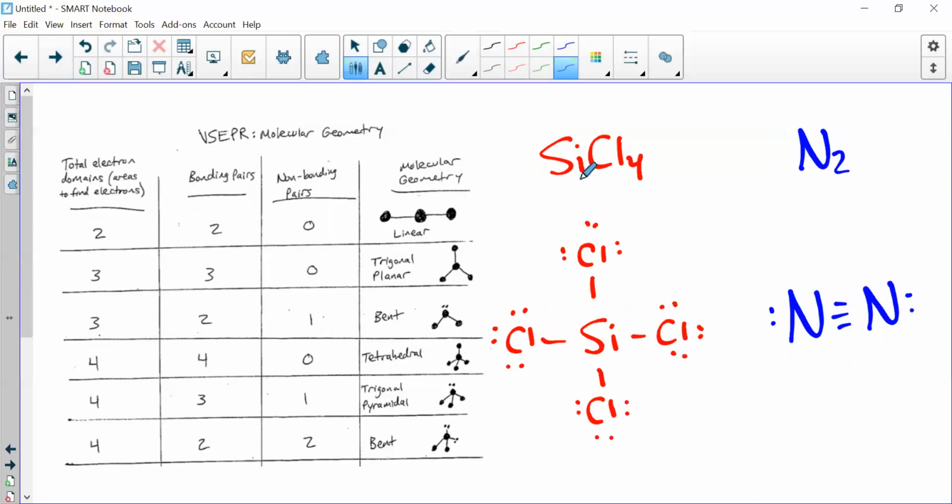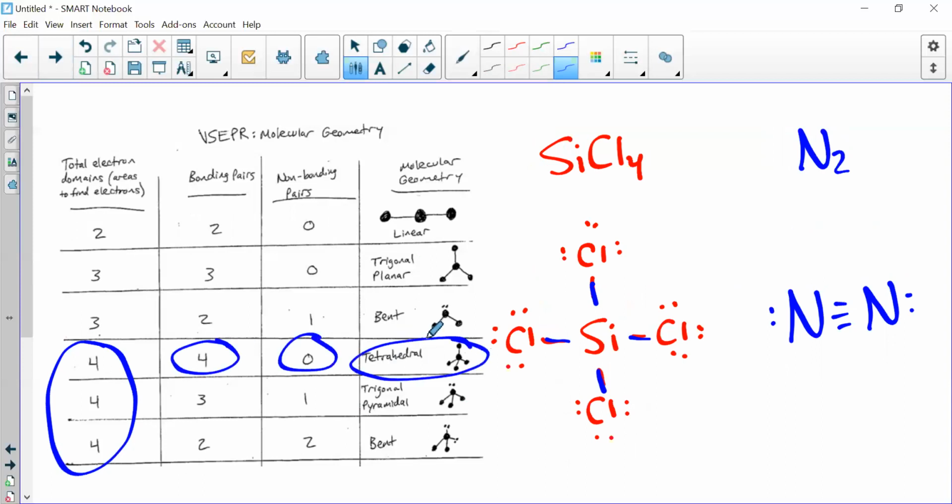All right, SiCl4. So we have 1, 2, 3, 4 electron domains. So it's going to be one of these. All 4 of them are bonds. No lone pairs. This is tetrahedral. No lone pairs in the middle makes it nonpolar. Simple as that. Nonpolar.